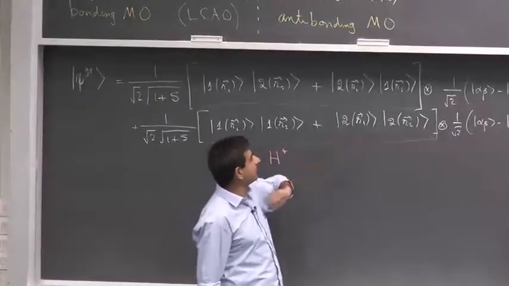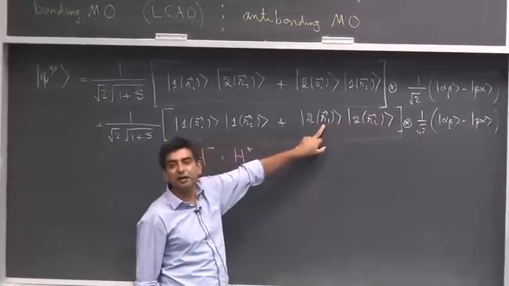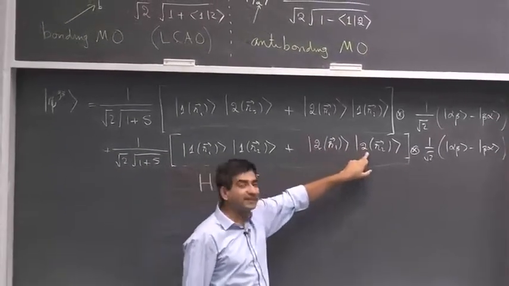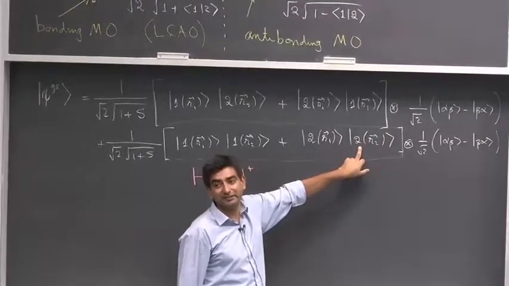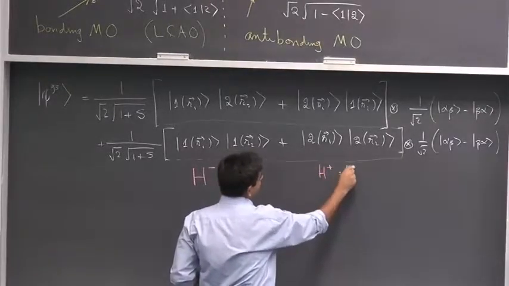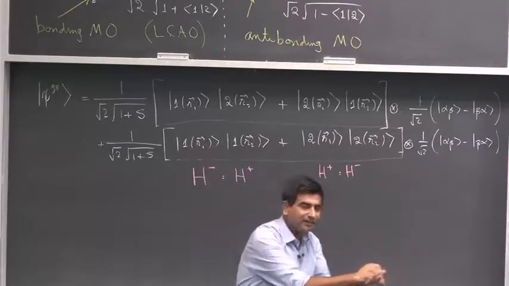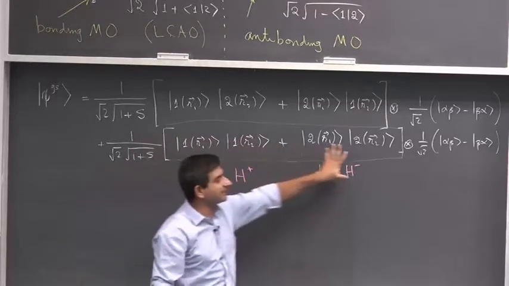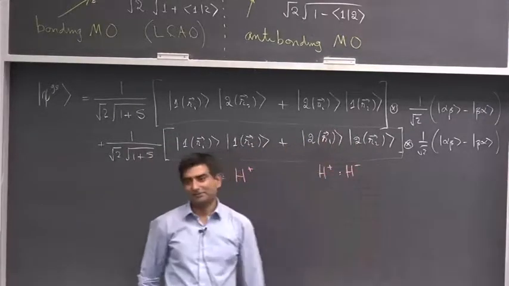Likewise, this represents the first electron, the second electron. The first electron is at position R1 and is connected to nucleus B, the second nucleus. The second electron is at a different position R2, but it's also associated with nucleus B. So this represents H plus H minus. This term represents both the electrons having migrated to nucleus B, and this represents both electrons having migrated to nucleus A. So this represents an ionic term, an ionic bond, in other words.